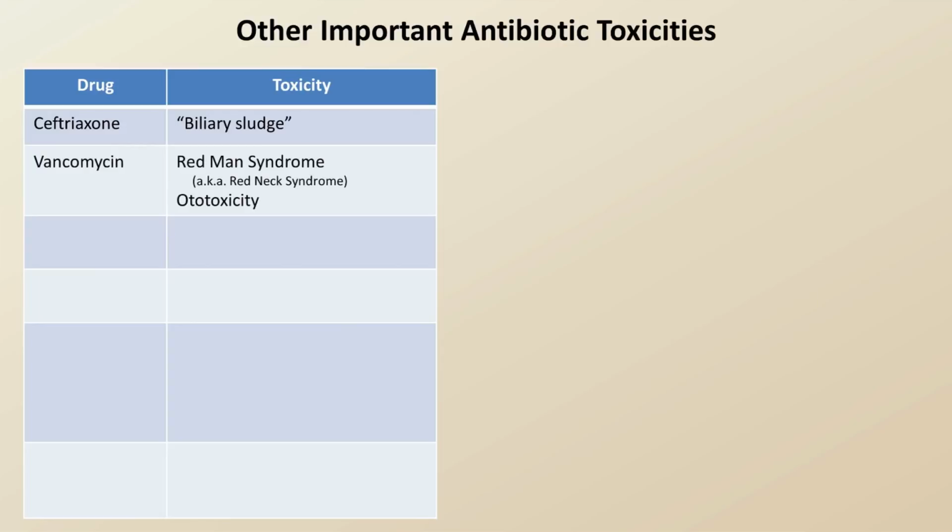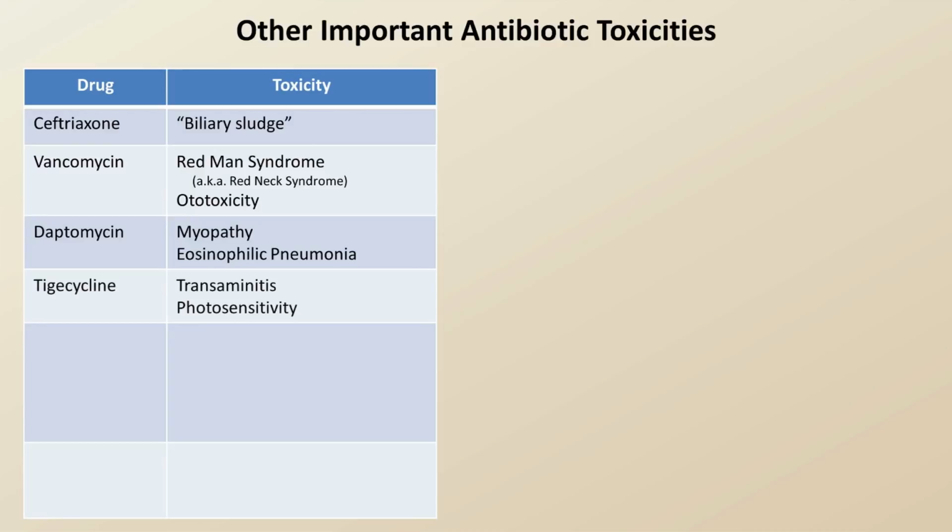Vancomycin causes a self-limited cutaneous flushing of the neck and upper torso, known as red man syndrome or occasionally as red neck syndrome. It also causes ototoxicity and, although not listed, on rare occasions, nephrotoxicity. Daptomycin can cause a myopathy, requiring weekly checks of creatine kinase. It has also been very rarely associated with an eosinophilic pneumonia. Tigecycline can lead to transaminitis and photosensitivity.